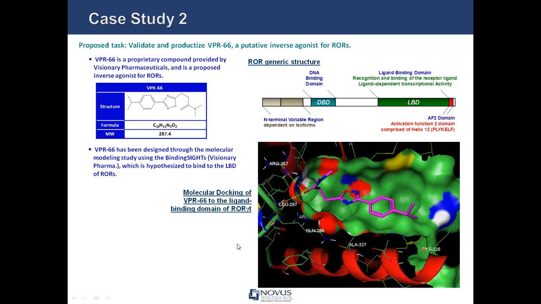This image shows molecular docking of VPR66 to the ligand binding domain of ROR gamma T. VPR66 is hypothesized to bind to the ligand binding domain of ROR gamma T, and this binding induces a conformational change of this ROR gamma T, first of all, ROR gamma T helix 12.